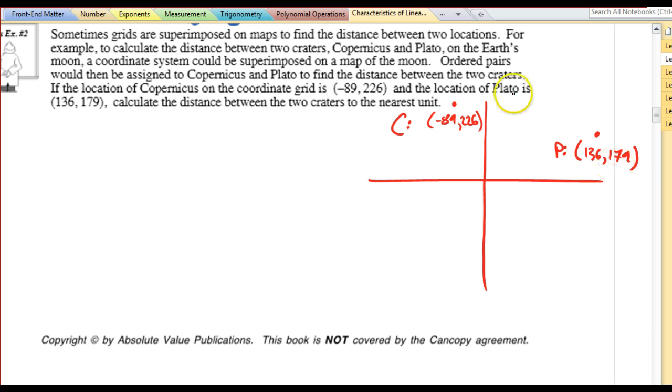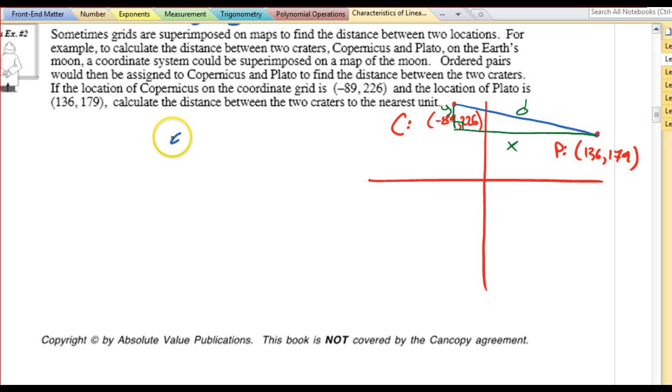Calculate the distance between the two craters to the nearest unit. They're not even telling us the units here. Maybe these are meters, kilometers, I don't really know. The moon has a lot of craters. And again, if you still can't visualize the triangle here, go ahead and make your right triangle, and this will be your x distance. This will be your y distance over here, and this will be, let's just call it d, because that's what we're looking for.